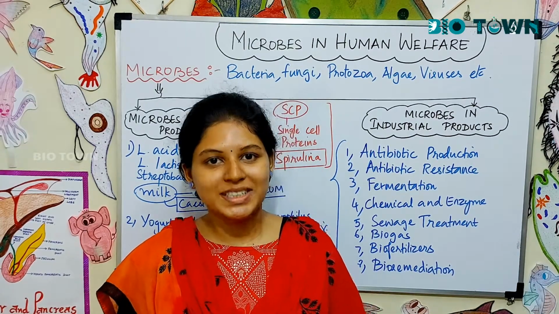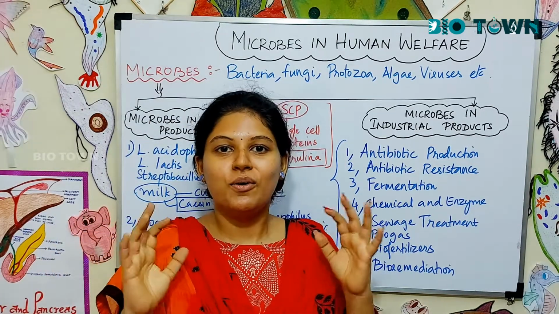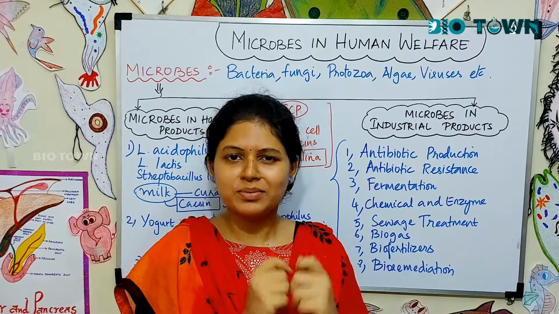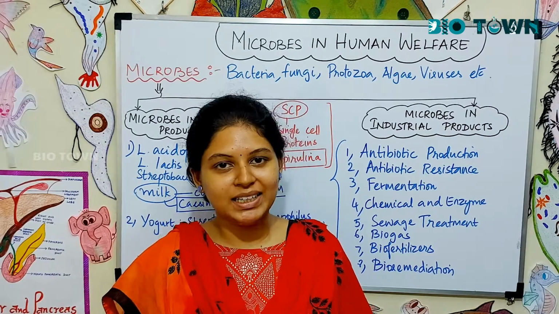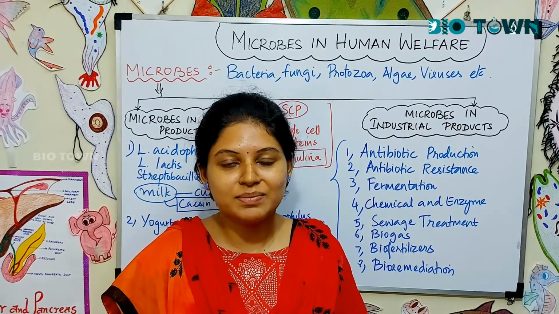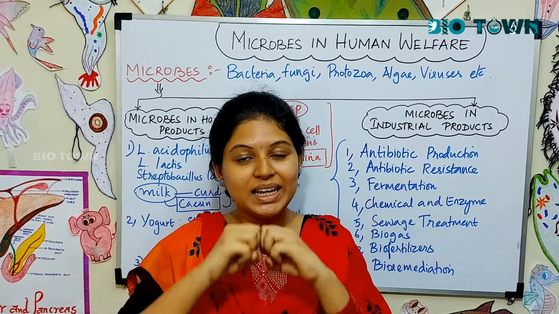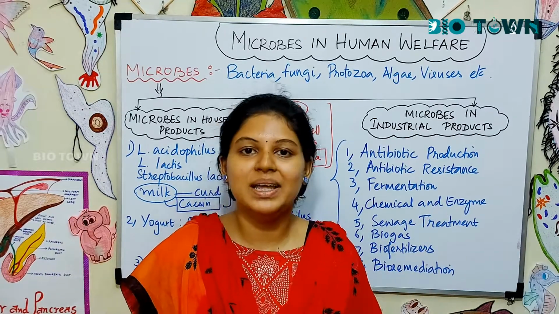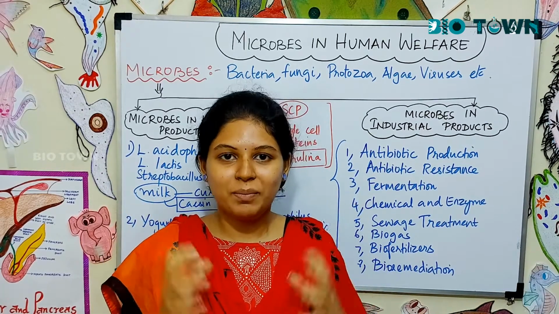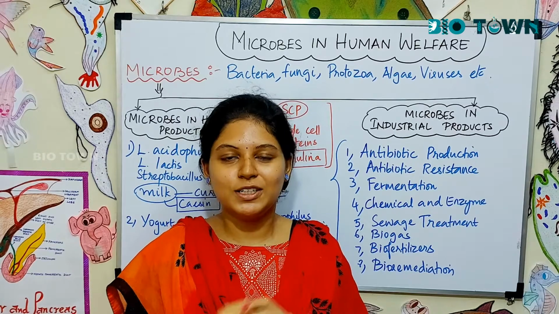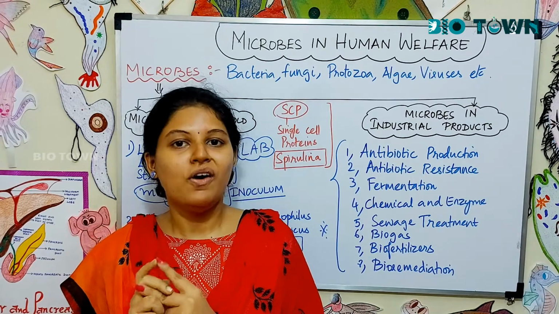Today we're going to start a new chapter, and the chapter name is Microbes in Human Health and Welfare. As we all know, microbes are really tiny organisms that cannot be seen with the naked eye. They can be viewed only under the microscope, but when you magnify them, these microorganisms have a lot of good things which make humans' life better. That is what this chapter is all about. We're going to study the various uses of microorganisms.